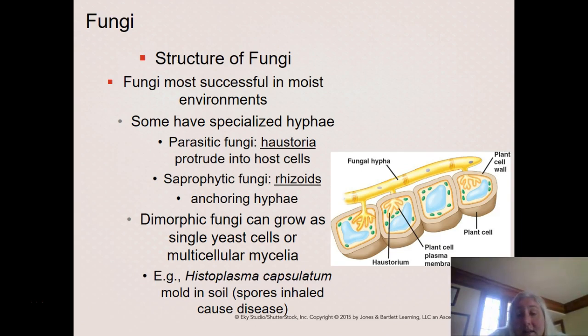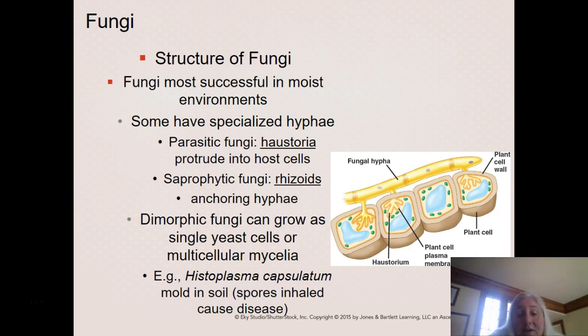Some fungi are parasitic. The hyphae that they produce are specialized to move into living tissue, and those hyphae tend to be protected from our cells' response to the material moving in. And then we have saprophytic fungi that have anchoring hyphae for the dead and decaying materials.